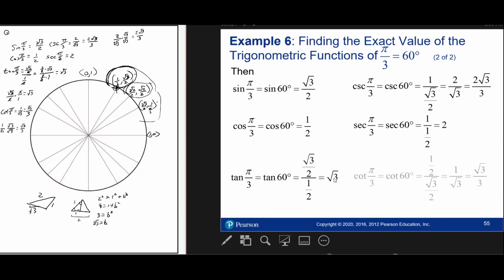And then the reciprocal of 3 is, well, they did y over x, and for cotangent, they did x over y. But I like to say that it's the reciprocal of the x, which is 1 over the square root of 3. I mean, the reciprocal of tangent. And so that's how we get that.